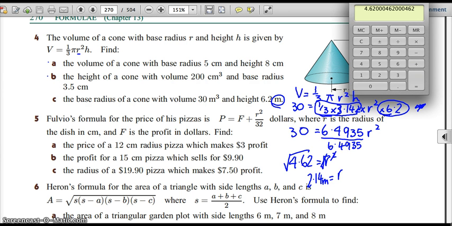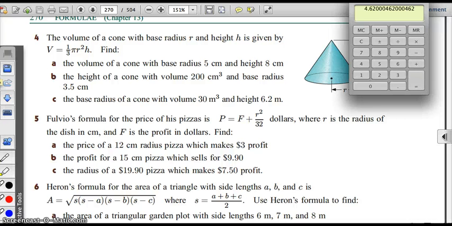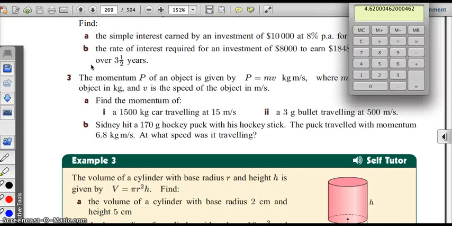And I don't know where I went wrong for 3B. 3b. Okay, so this was the momentum question. P equals mv, where m is the mass. So Sydney hits a 170 gram hockey puck with his hockey stick. The puck travelled with a momentum of 6.8 grams meters per second.